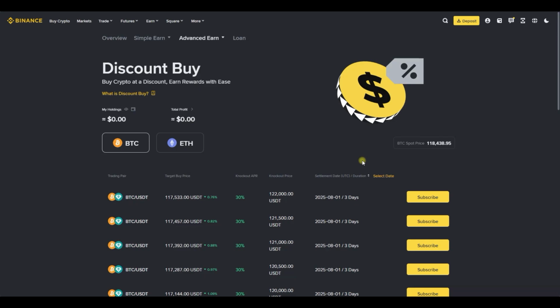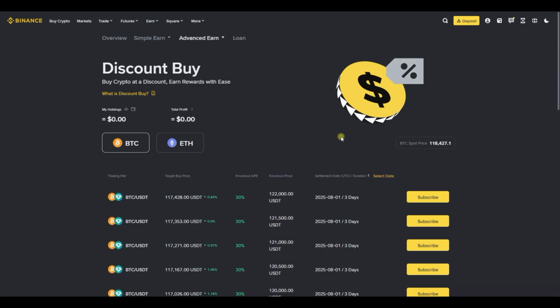Now, this product, just like the name suggests, gives you the chance to buy BTC or Ethereum at a discounted price, well below the current market rate. The two main options available right now are BTC and Ethereum, but it's not just about a simple discount. To really get how it works, I'll walk you through the details with a live example.